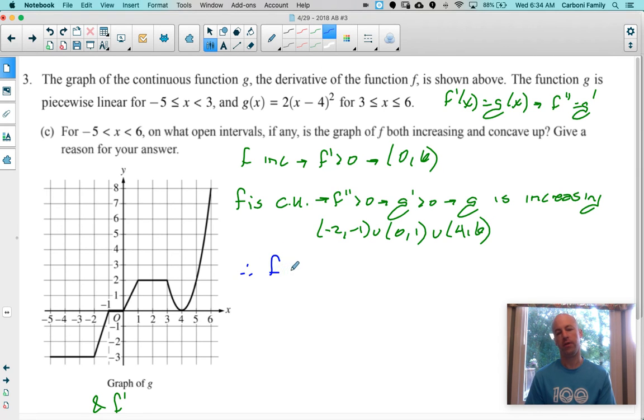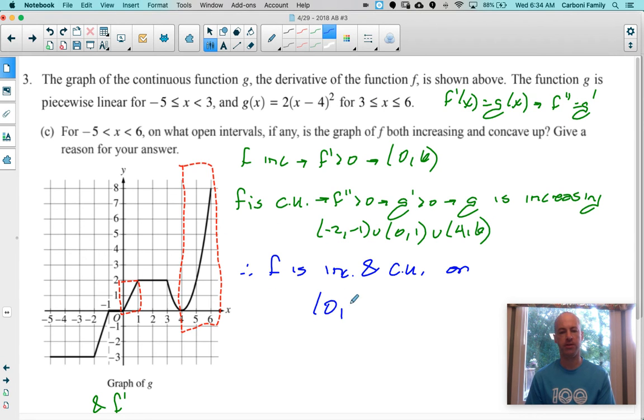Therefore, f is increasing and concave up on the intervals where g is above the x-axis and increasing. So that happens right here. And to me, it's easier to get this off the graph. You can just think about the intervals I have listed in green and look for what they have in common, find their intersection. But this would happen on 0 to 1, union 4 to 6. There we go. So there's part C.